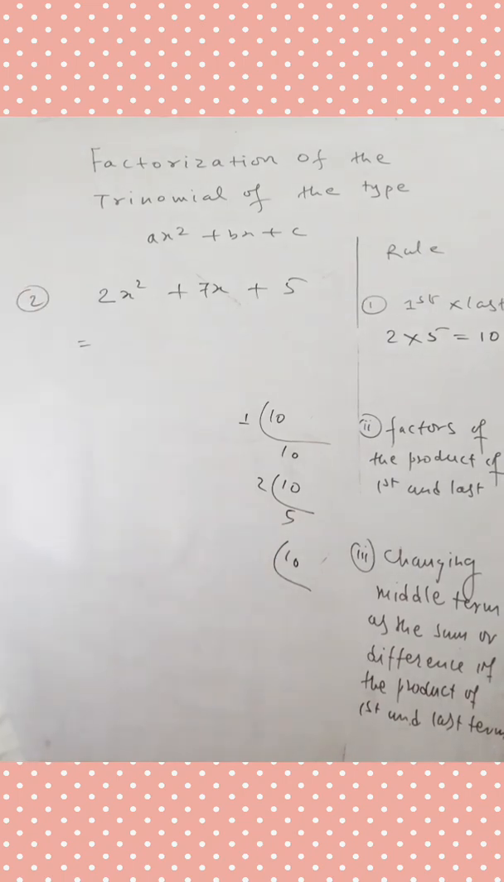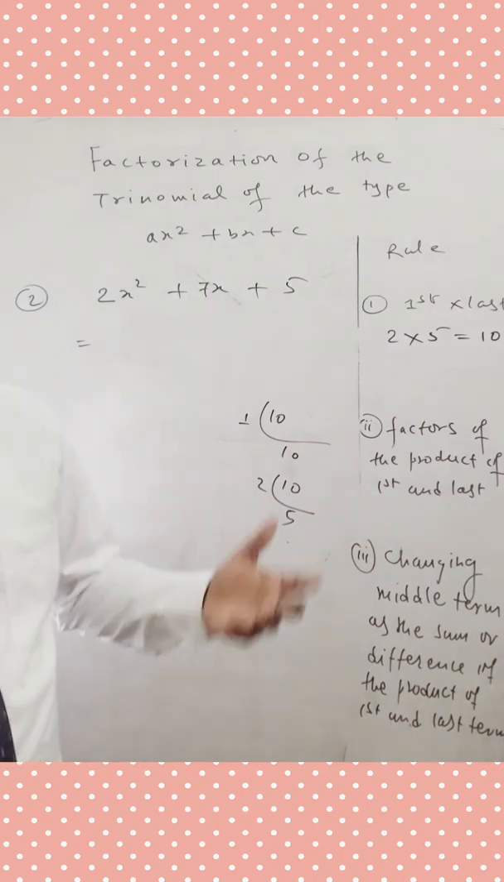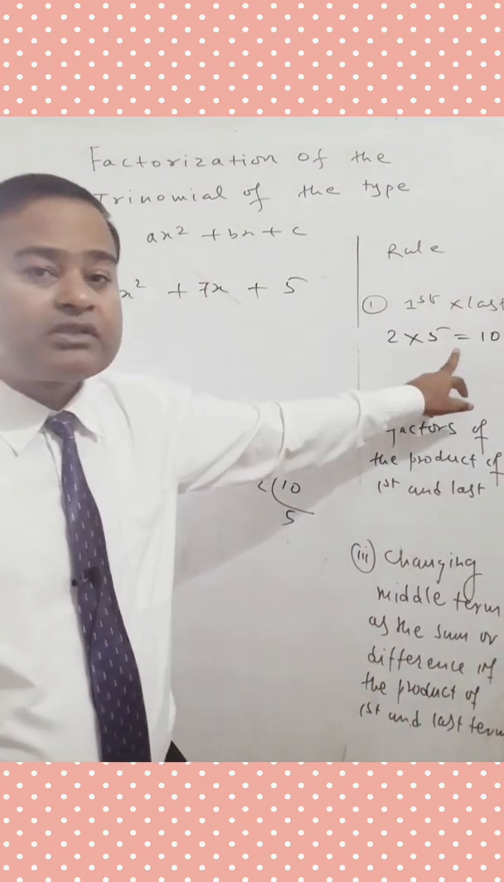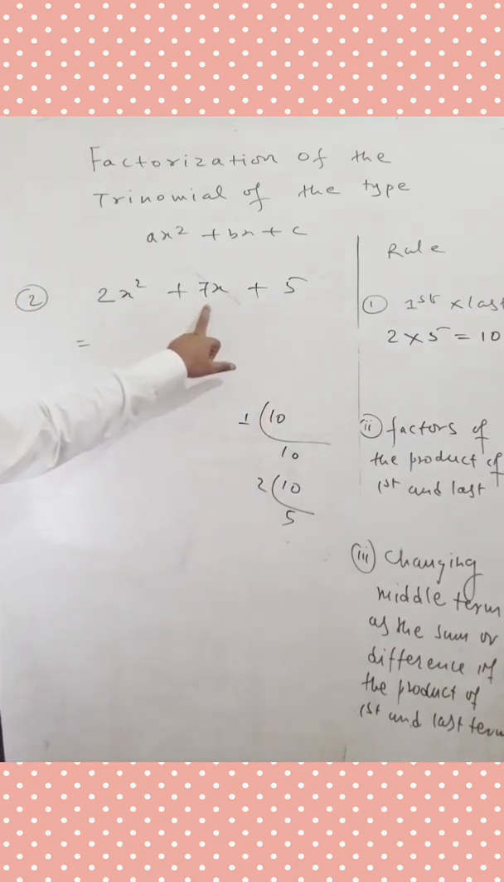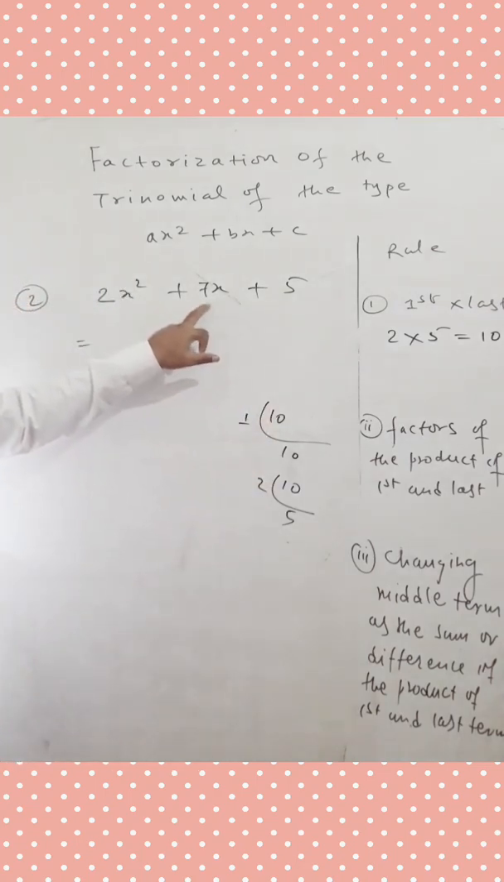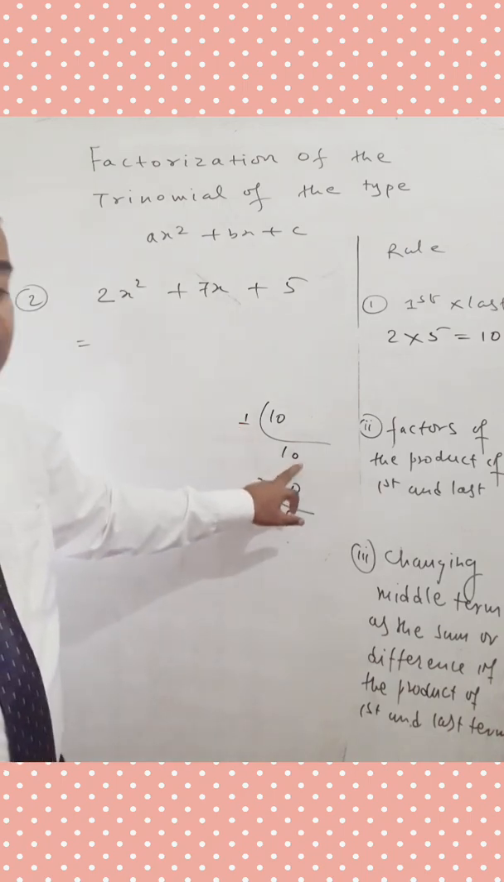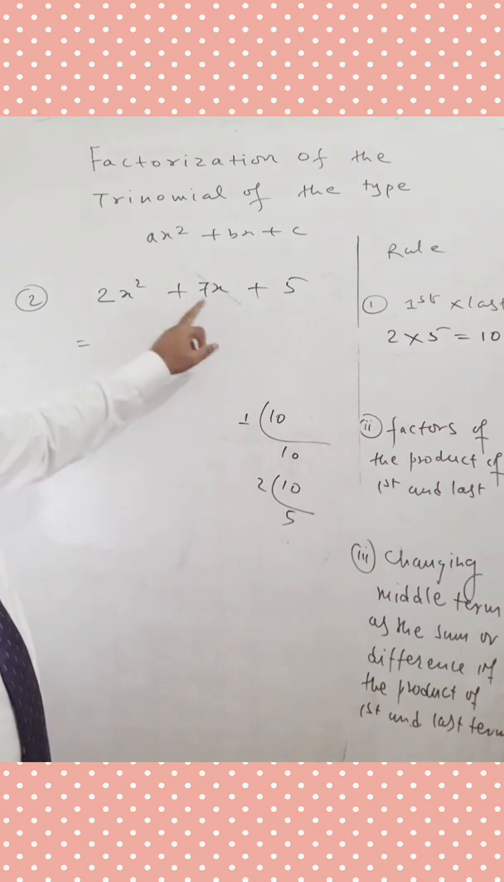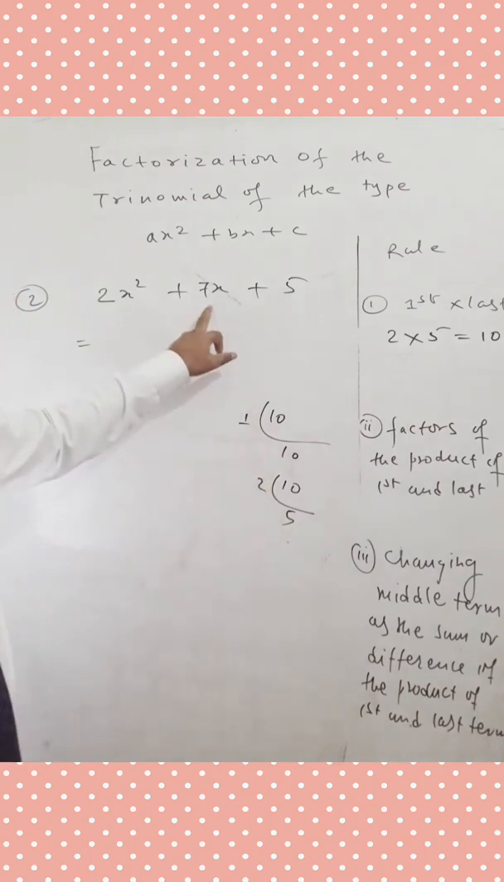So this is after finding the possible two factors of the product of first and last number. We have to change the middle term, which is 7, by taking the sum of the two factors. Dear students, when we take the sum of 1 and 10, 1 plus 10 we get 11. When we take the sum of 2 and 5, 2 plus 5 we get 7.